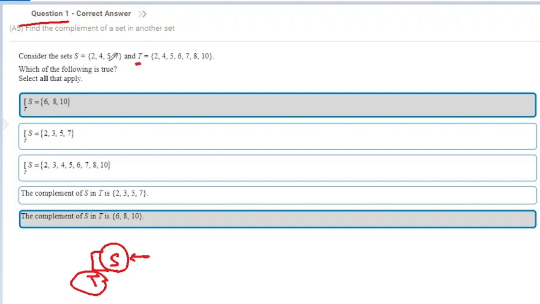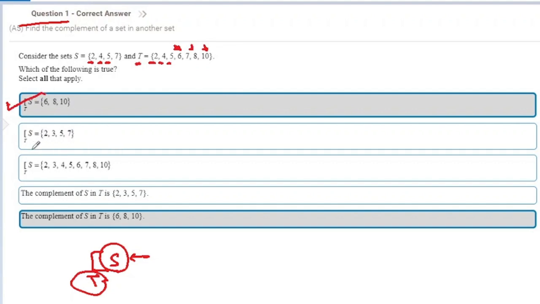So let's see here. In S I have 2, 4, 5, 7. So 2 is in S, there is 2 here. 4, it's 4, 5, 5, 7, 7. So the complement is the numbers 6, 8, 10. Okay, so that means this answer is correct.